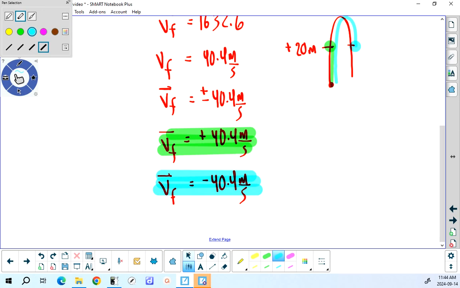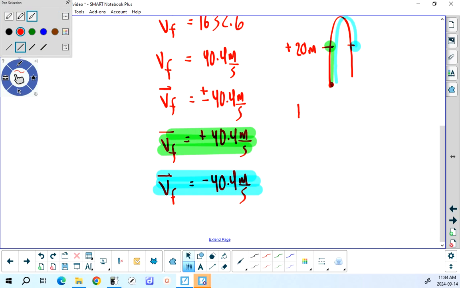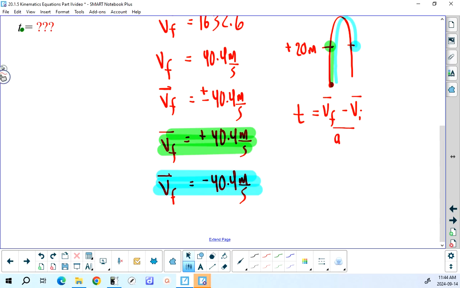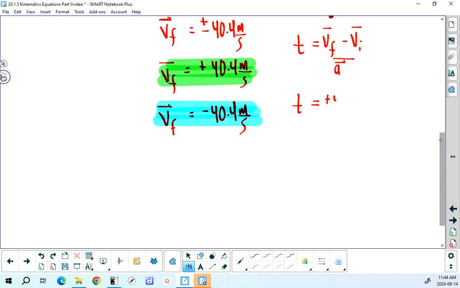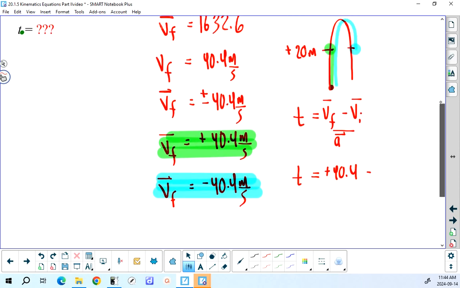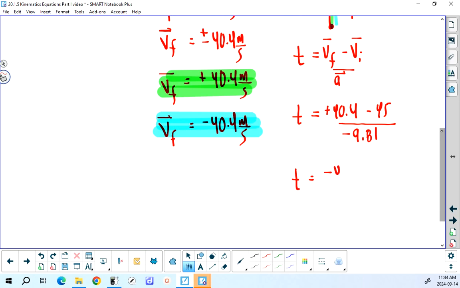So now what we need to do, we want to find the time. The previous couple of examples, I believe, made use of this formula. So that's what you need to do. You need to do this for the green and for the blue. So what would I get for the green? The time is VF, which is 40.4, minus VI, which was 45, over negative 9.81. What are we going to get for the time to the blue point? We're going to get negative 40.4 minus 45 over negative 9.81. And now I'm going to calculate both of those.